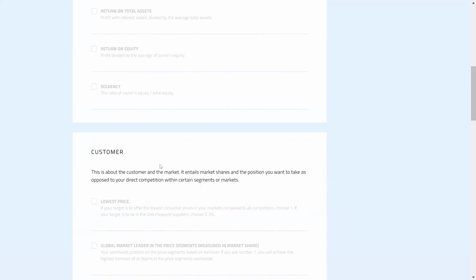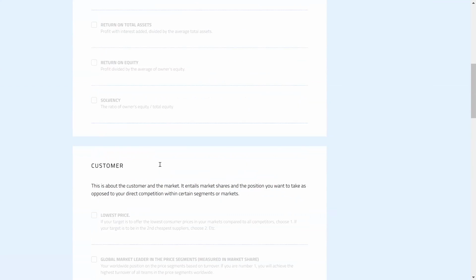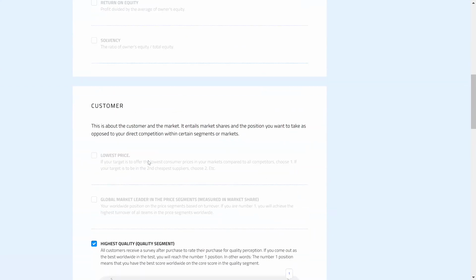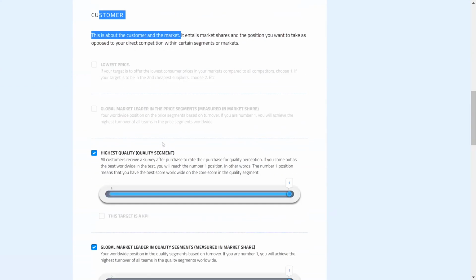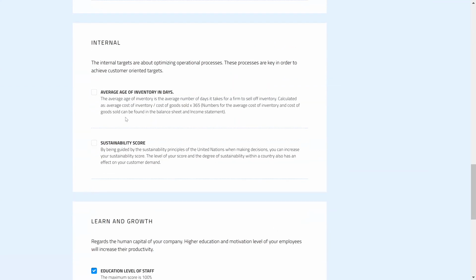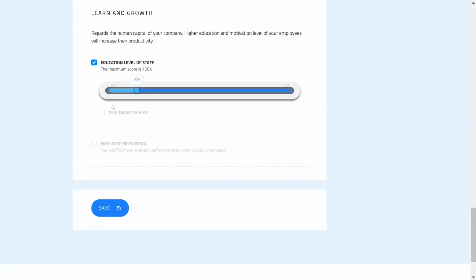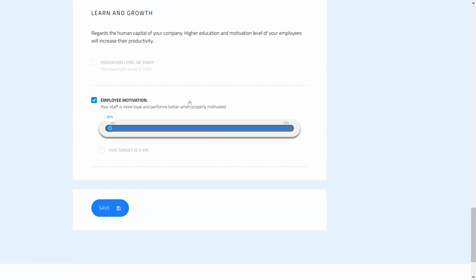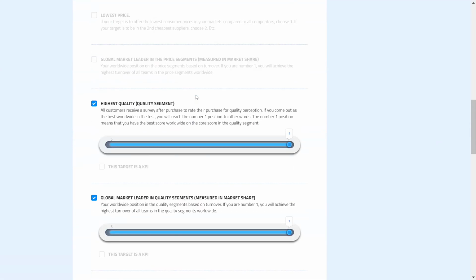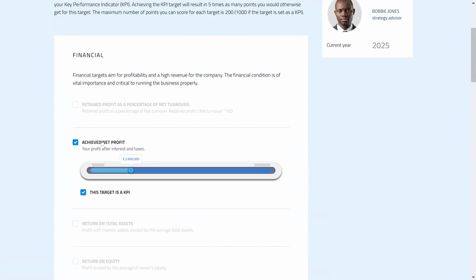You have to set 5 targets. There's a whole list of targets, some focusing on financials, some focusing on the customer, some focusing on internal, such as how am I doing on sustainability or inventory, education and the education level and motivation level of my employees. So we see there's a whole list of options. You have to choose 5, otherwise you're just missing out on points.